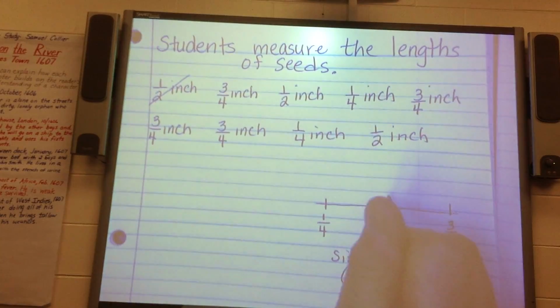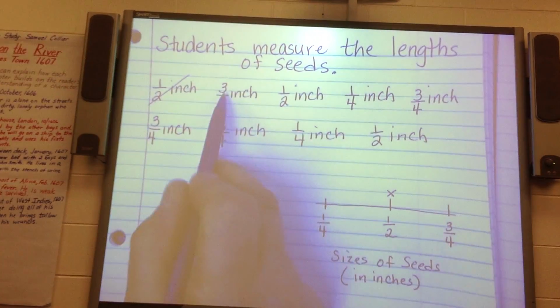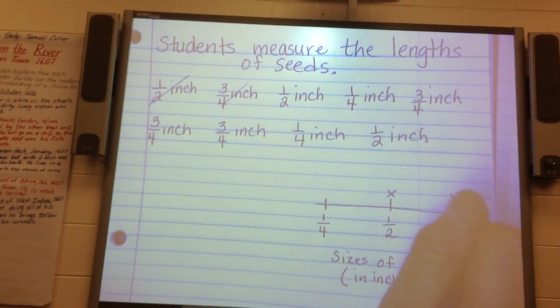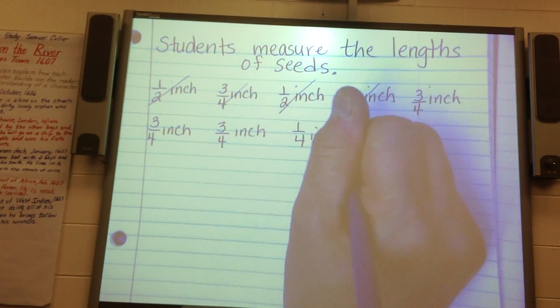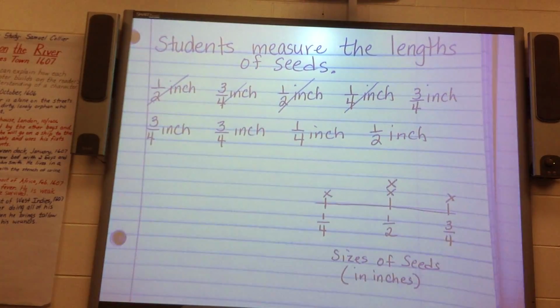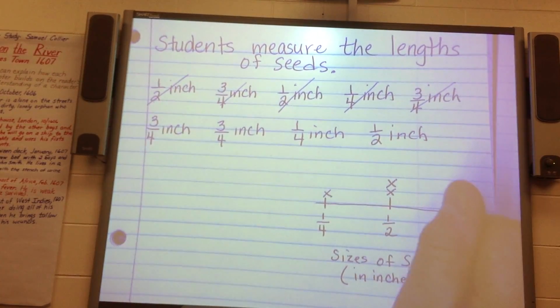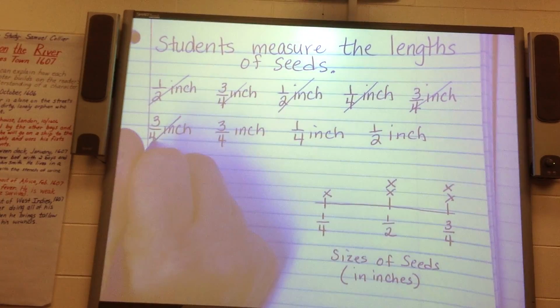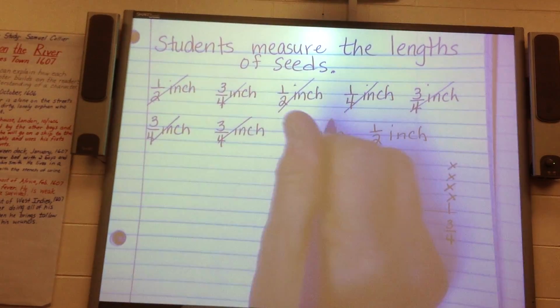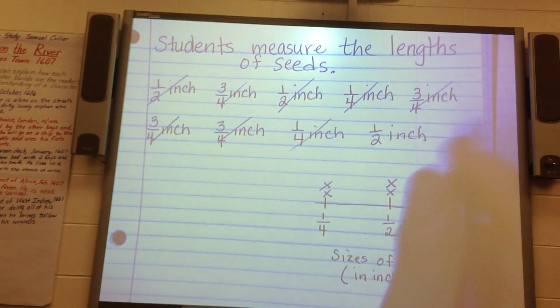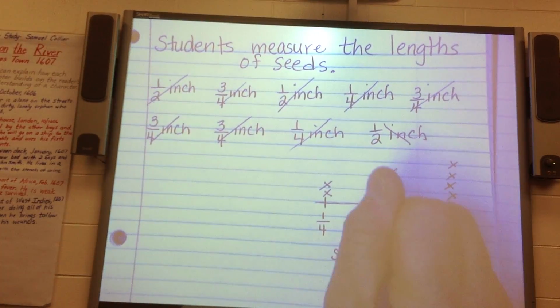So 1/2, I'm going to put a mark there. 3/4, another 1/2. 1/4. 3/4, another one. Another 3/4, another 3/4, an additional 1/4, and an additional 1/2.